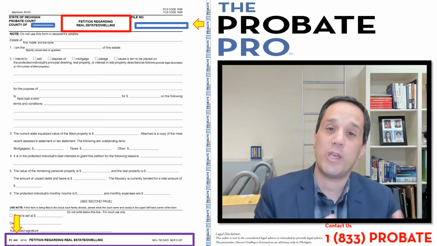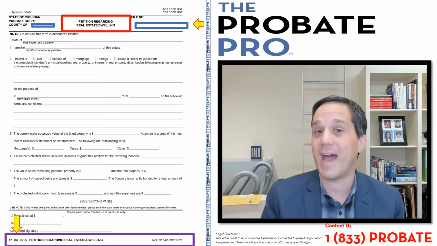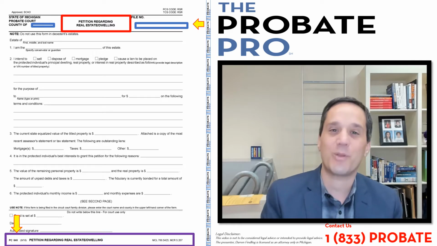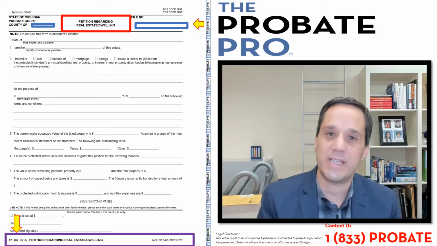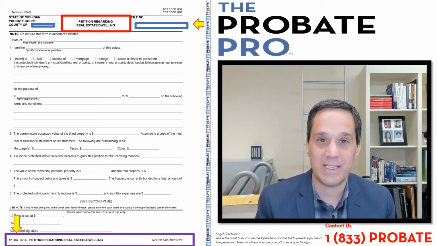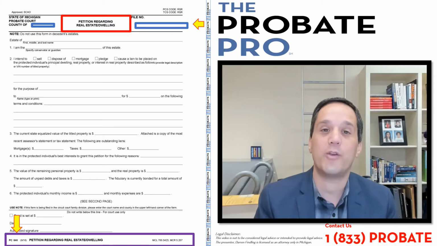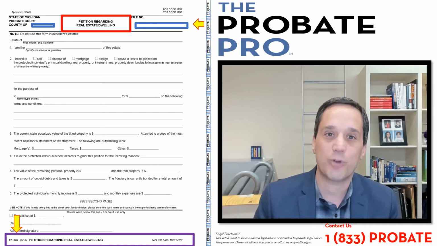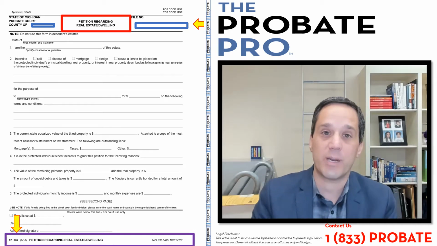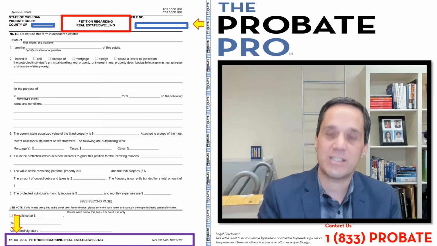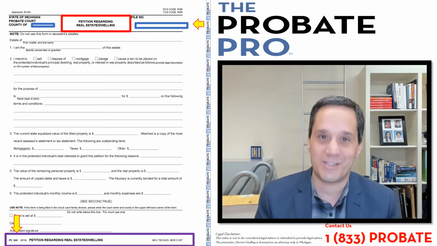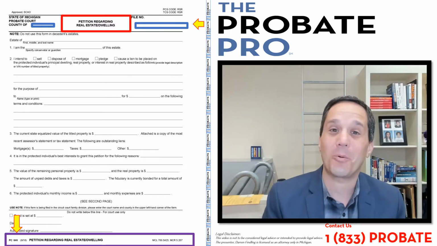I'm going to explain when you use this form and when not to use this form. Let's start with when not to use the form. There is another form called Petition for Sale of Real Estate. That form is used when you're administering a deceased probate estate. When you're administering a probate estate and you need or want to sell real estate, that is the form that you use. This form is not used in deceased estates, and it says it right at the top of the form.